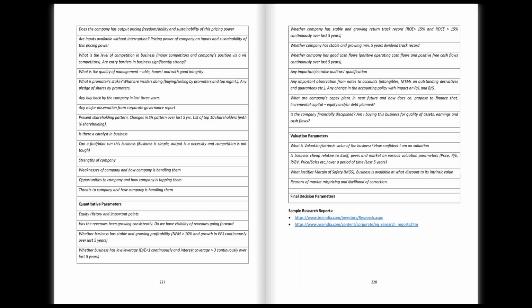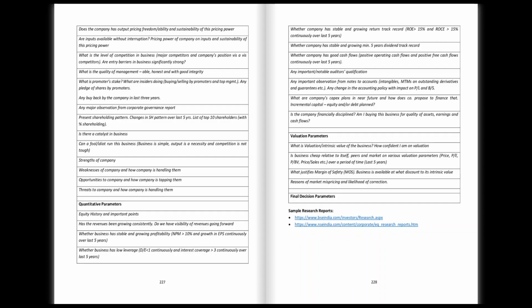What is the quality of management? Able, honest, and with good integrity. What is the promoters' stake? What are insiders doing? Buying or selling by promoters and top management. Any pledge of shares by promoters. Any buyback by the company in the last 3 years. Any major observation from the corporate governance report. Present shareholding pattern. Changes in shareholding pattern over the last 5 years. List of top 10 shareholders with percentage shareholding.